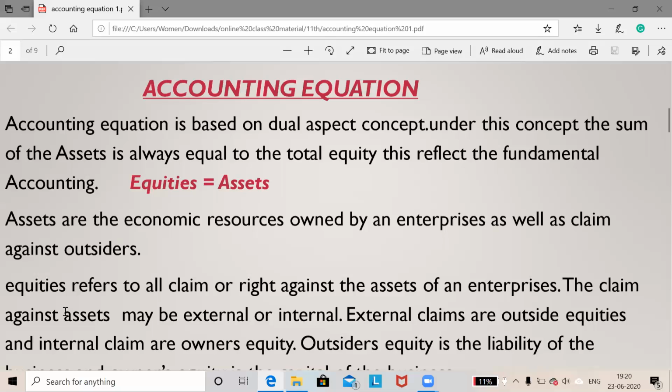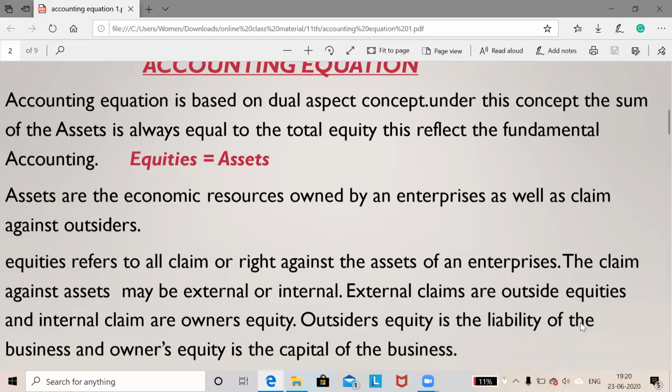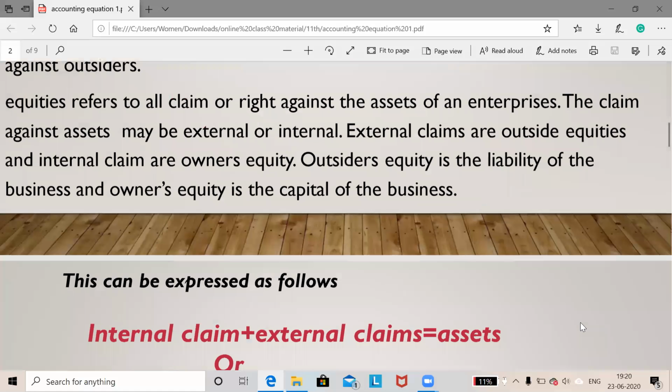The equities refers to all claims or rights against the assets of an enterprise. The claims against assets may be external or internal. The external claims are outside equities and the internal claims are owner's equity. Owner's equity means owner's capital. The outsider's equity is the liability of the business and the owner's equity is the capital of the business.